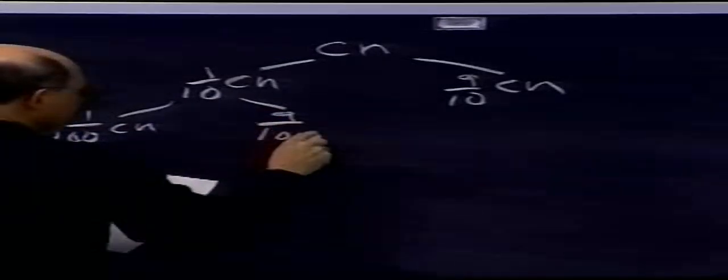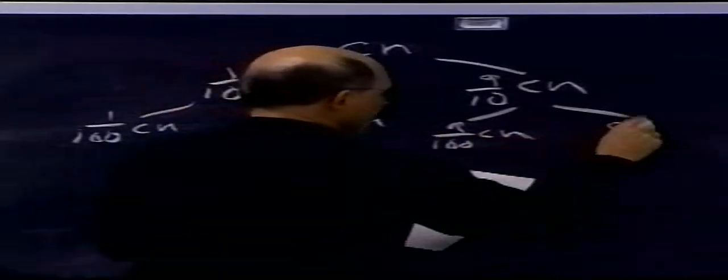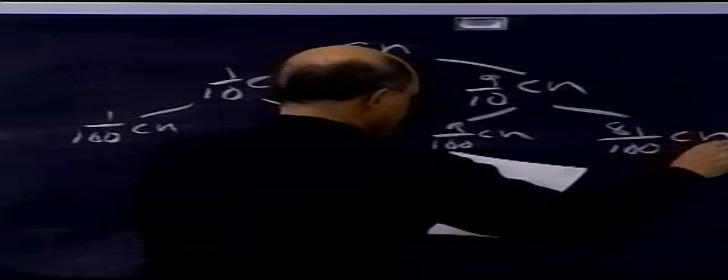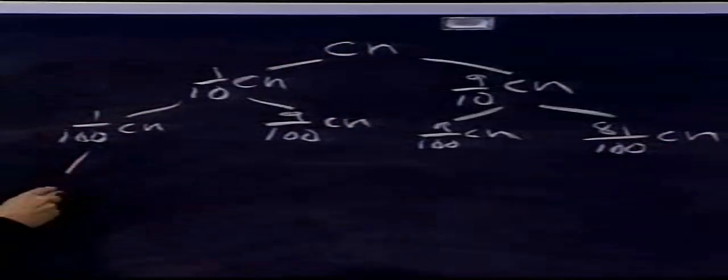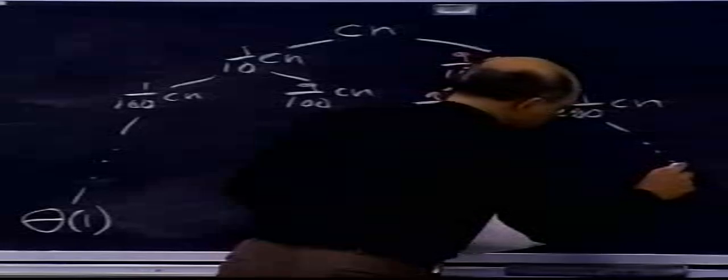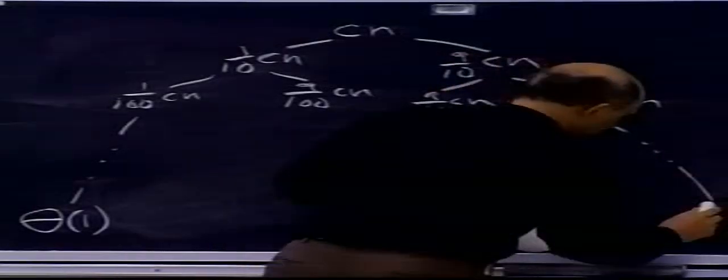So we get Cn, 1/10 Cn, 9/10 Cn, and 1/100th Cn, 9/100ths Cn. Okay. 9/100ths Cn, 81/100ths Cn. Okay? And we keep this going down until we get something of size theta 1.